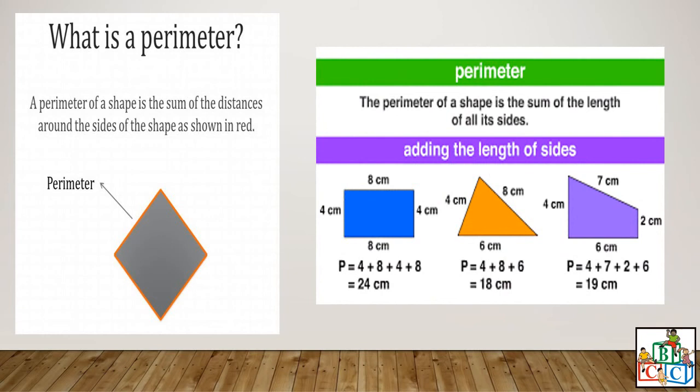Take a look at some examples. You have to add the length of sides. For example, the rectangle in blue. You have 8, 4, 8, 4. You're going to add 4 plus 8 plus 4 plus 8, 24 centimeters. Take a look at the triangle. You're going to add 4 plus 8 plus 6, 18. Take a look at the quadrilateral shape. 4 plus 6 plus 2 plus 7, 19. So this is about the perimeter. Let us move on.